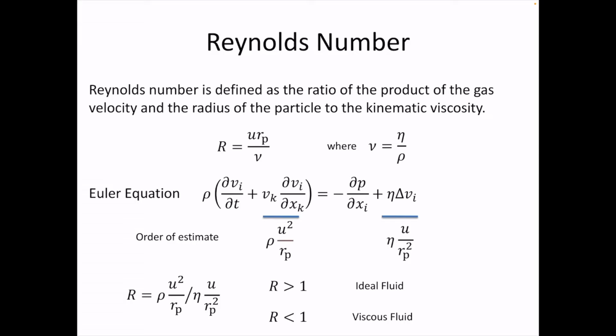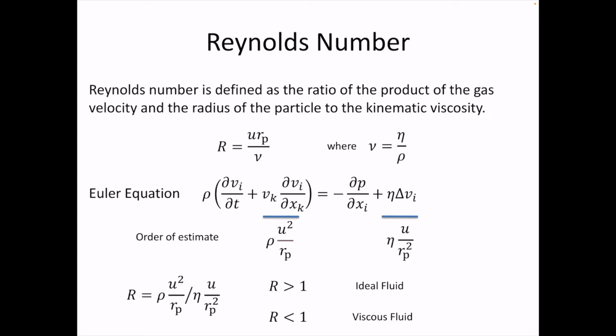So if you consider the equation of motion, it is expressed as rho times (partial V sub i over partial t plus V sub k partial V sub i over partial x sub k) equals, the first term on the right-hand side is the pressure gradient, minus partial P over partial x sub i, plus eta Laplacian V sub i. We make an order-of-magnitude estimate. Then the second term on the left-hand side is expressed as rho u squared over R sub p. The second term on the right-hand side, the viscous term, is expressed as eta u over R sub p squared.